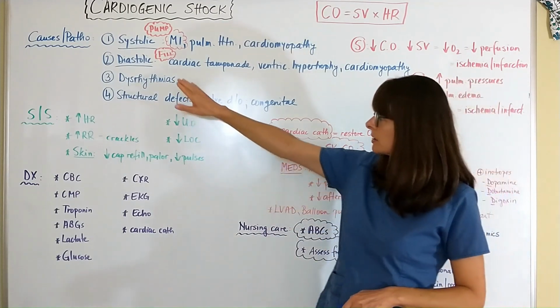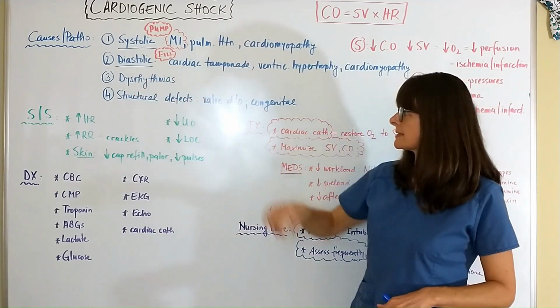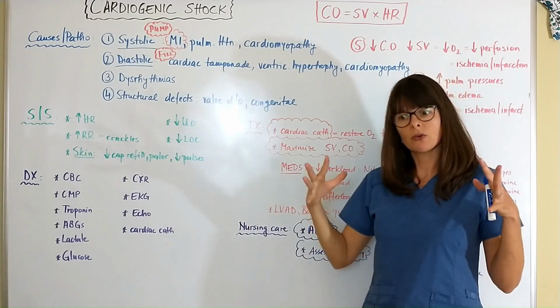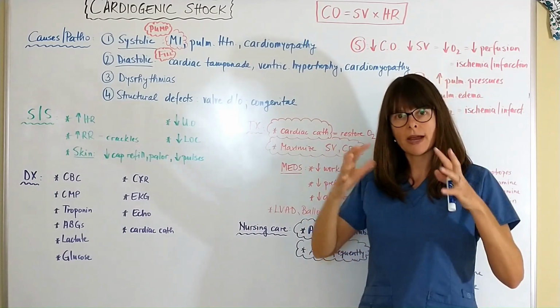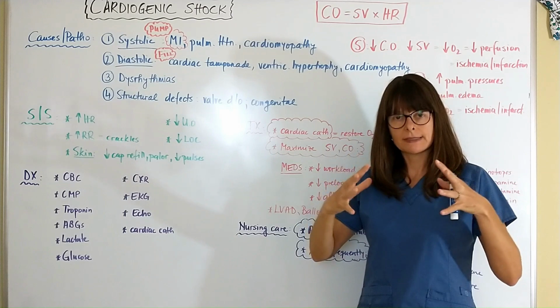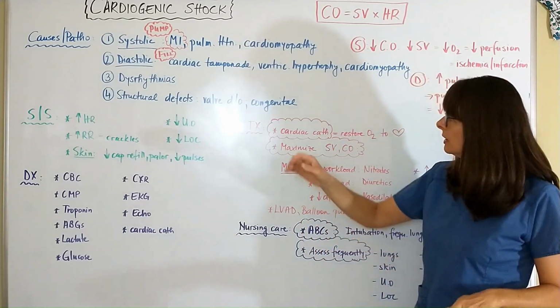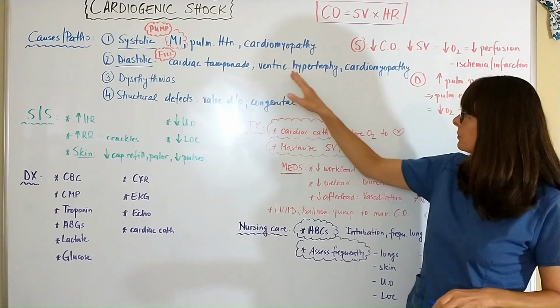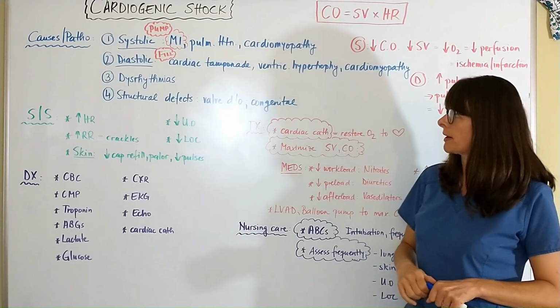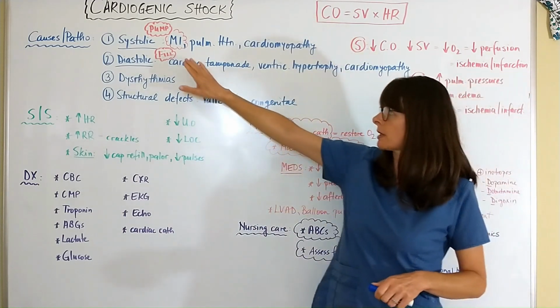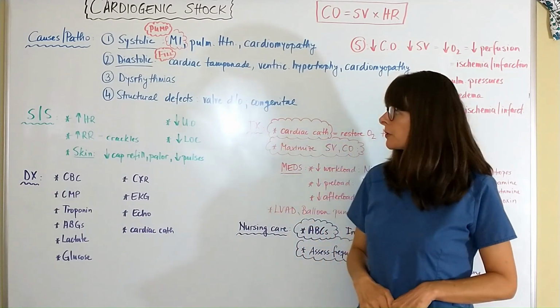Now for diastolic, so filling pressures, cardiac tamponade would be when there is excessive pressure on the outside of the heart itself. So when there's a constriction, the heart can't pump, so it can't fill. And then ventricular hypertrophy, as discussed, as well as cardiomyopathy. But again, the most common cause is myocardial infarction.